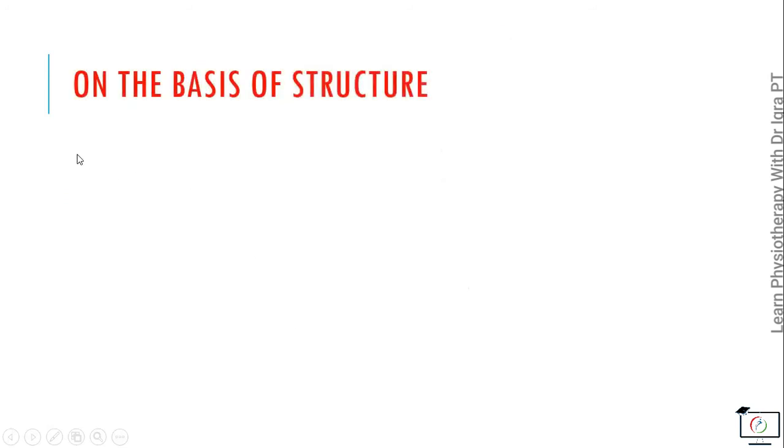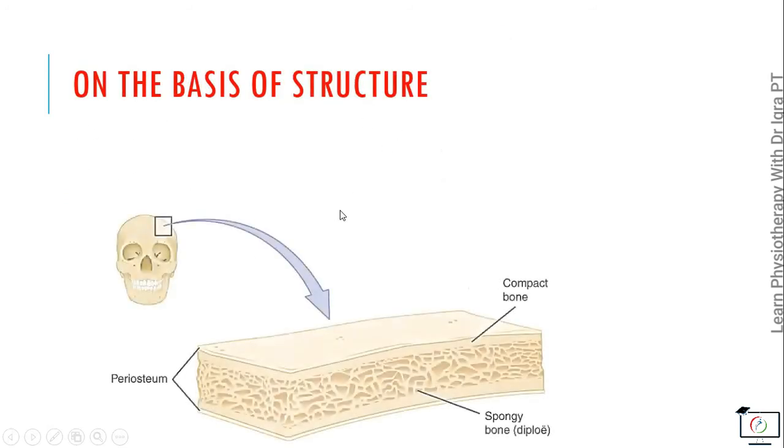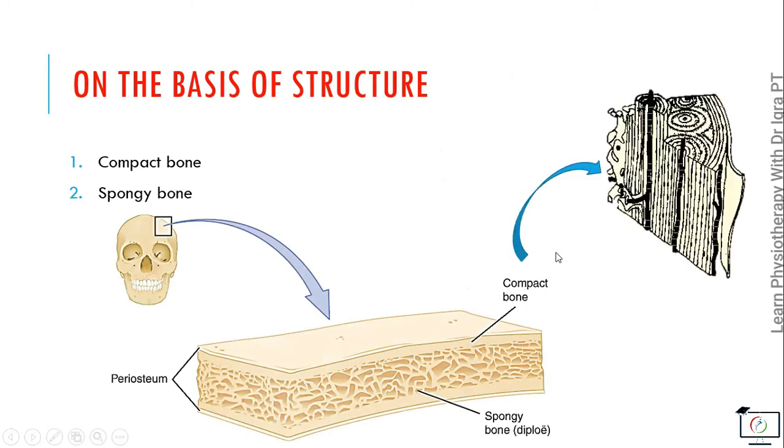On the basis of the structures, bones are classified into compact bone and the spongy bone. A compact bone has circular lamellae or the Haversian canals, and the spongy bone is just like a sponge and has linear lamellae.